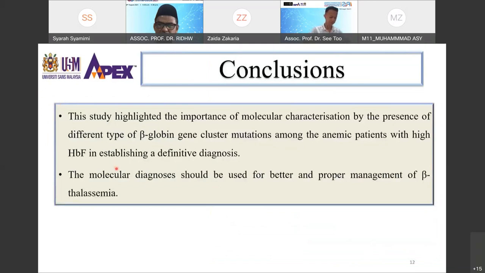So this is our conclusion. We would like to emphasize the importance of molecular characterization by detecting the different types of beta globin gene cluster among anemic patients with high HbF. Basically, the molecular diagnosis is important for better and proper management of beta thalassemia in our country and other countries.